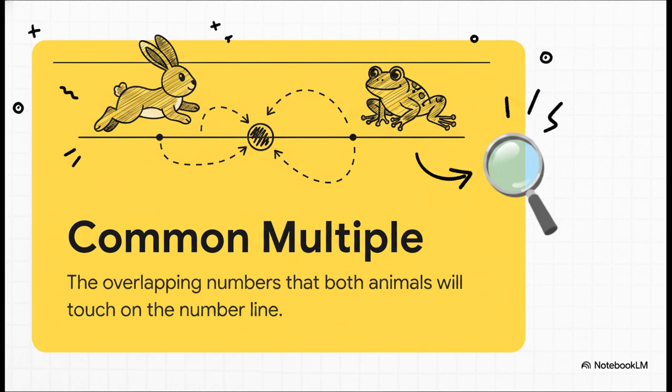It's the exact overlapping number that both animals will touch on the number line. See, when you multiply a number by anything, you get a multiple. But when 2 completely different sequences hit the exact same multiple, they have a common multiple. So 12 is the very first common multiple of 3 and 4.